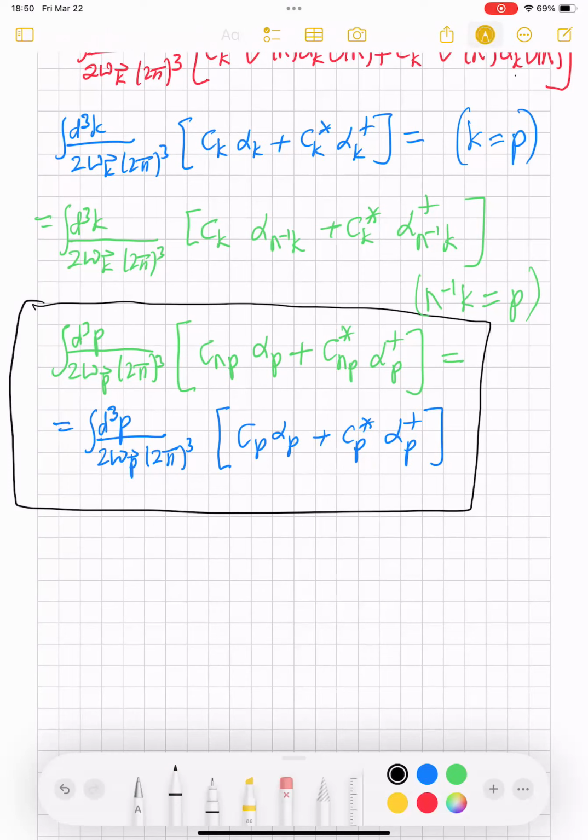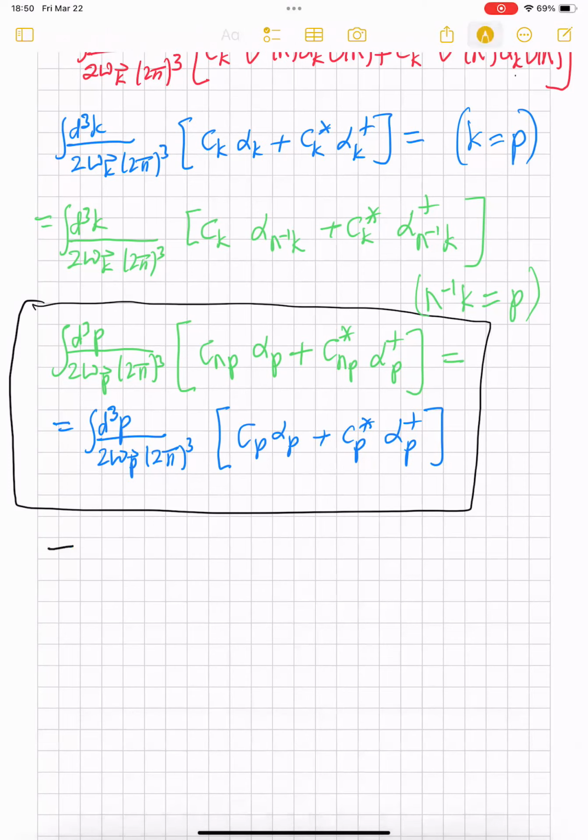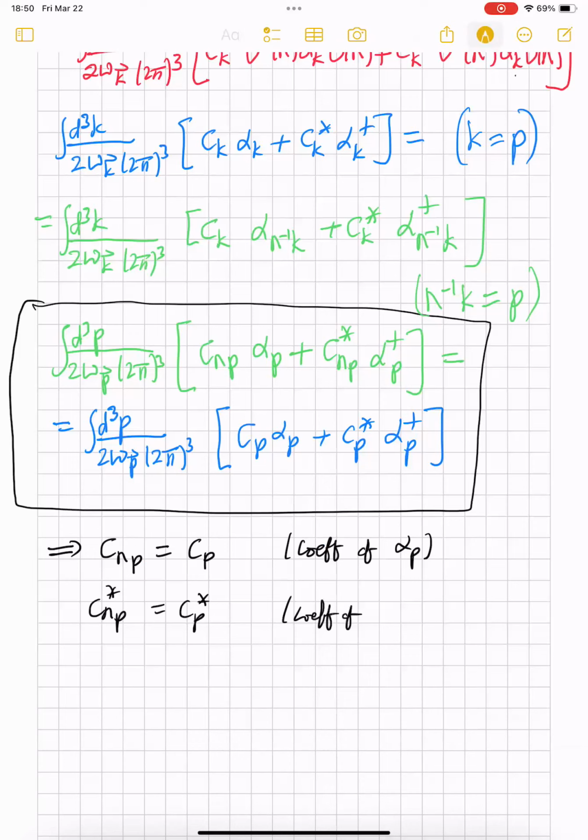So what we learn for equality, what this implies is that C lambda P must be equal to Cp. This is the coefficient of alpha P. And also C lambda P star is equal to Cp star. And this is the coefficient of alpha P dagger. Luckily for us, these two conditions are completely consistent. As soon as you match the coefficients of alpha p, the coefficients of alpha p dagger immediately match. So this is the equation that we have to impose.